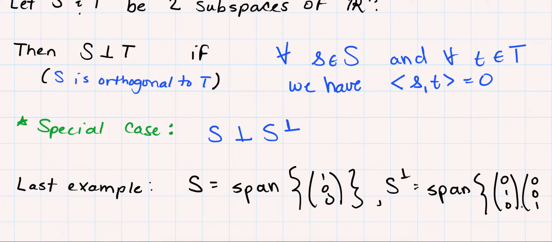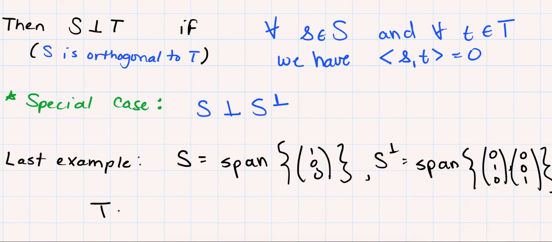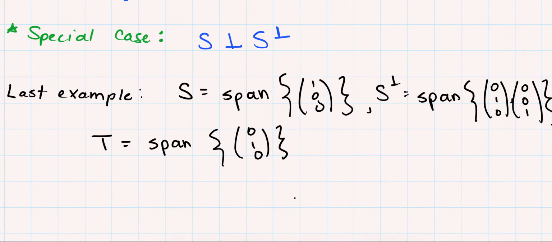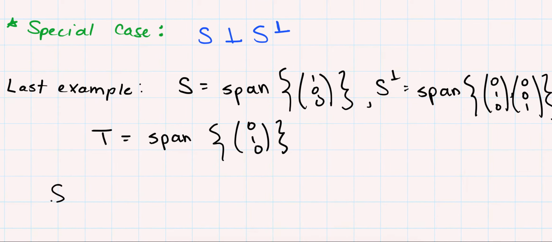But what if instead I take a subspace of this? Let's say I let T be the span of just one of these vectors, (0, 1, 0). Well, S is orthogonal to T because any linear combination of (0, 1, 0) with any linear combination of (1, 0, 0), those two vectors will be orthogonal.